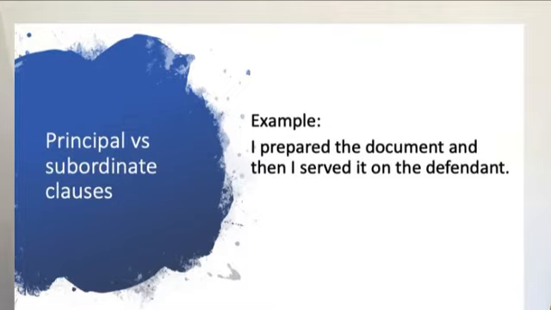And then we have I served it on the defendant. So I is the subject, served is the verb, and it is the object because that was the thing that was served. So that sentence could be a sentence in its own right. I served it on the defendant. It can stand alone as a sentence and that makes it a principal clause. So both the phrase appearing before the word and the phrase after, both of those are principal clauses.